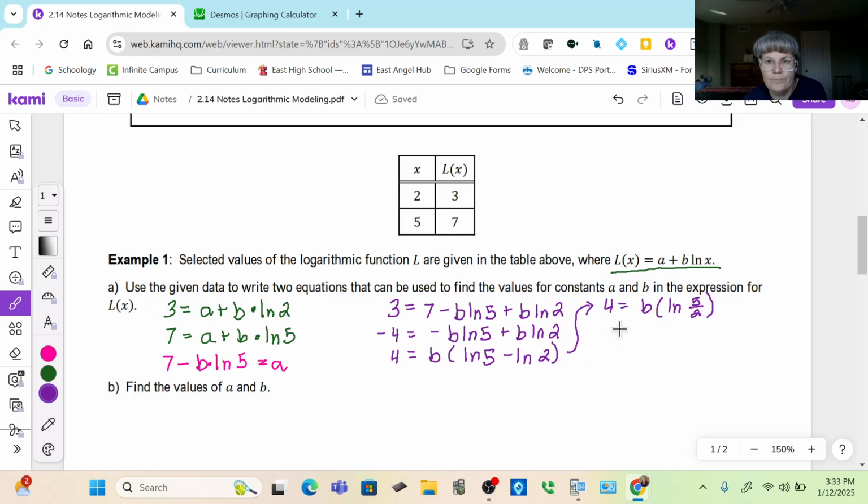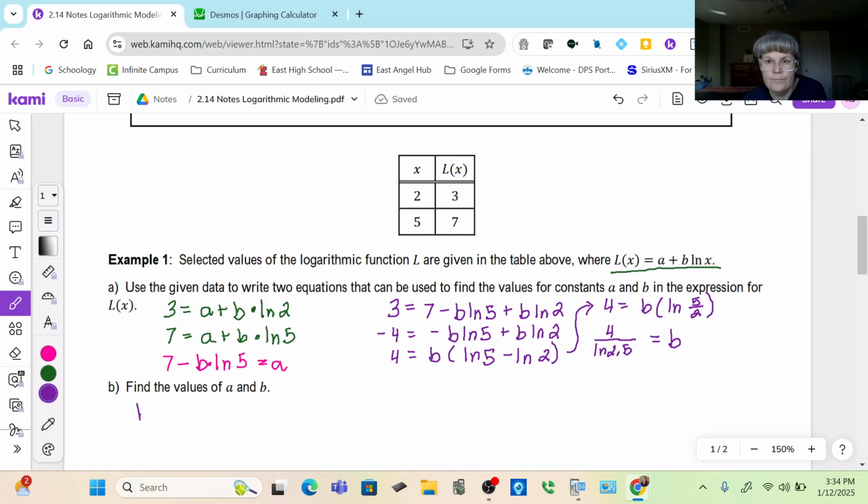So when I solve for b, I'm going to end up dividing 4 by the natural log, and I'm just going to go ahead and use 2.5 because it is exactly 2.5. It'll just look a little bit neater for writing. So the exact value of b is 4 divided by the natural log of 2.5.